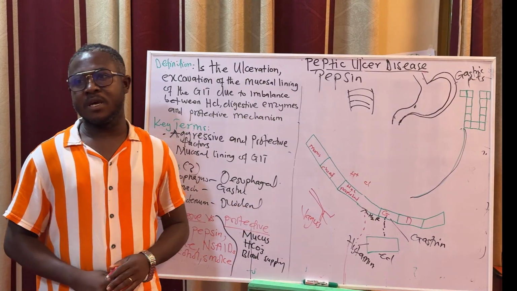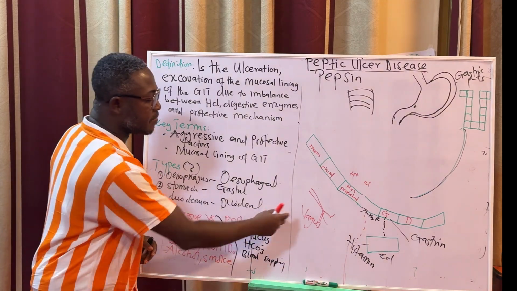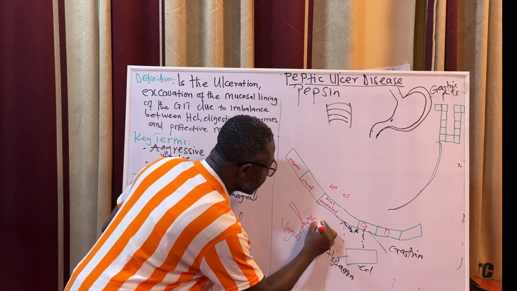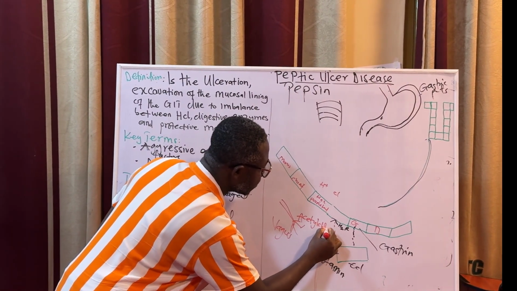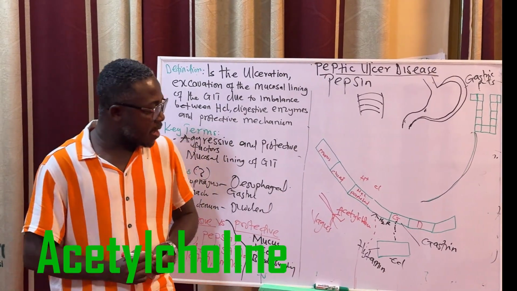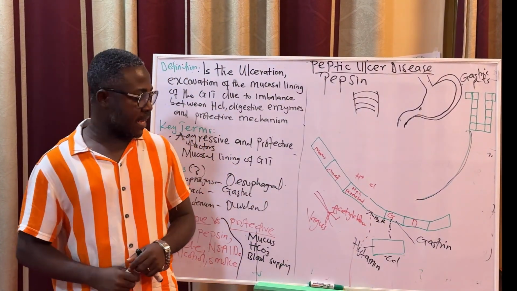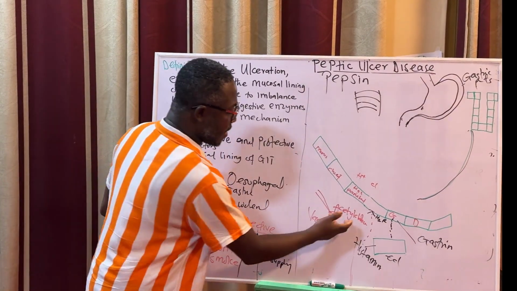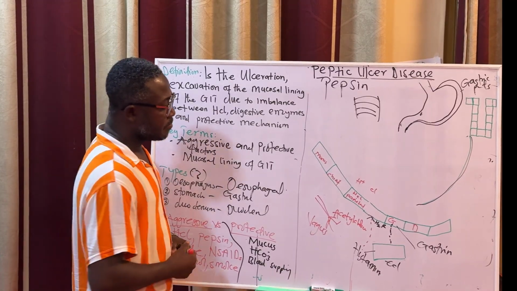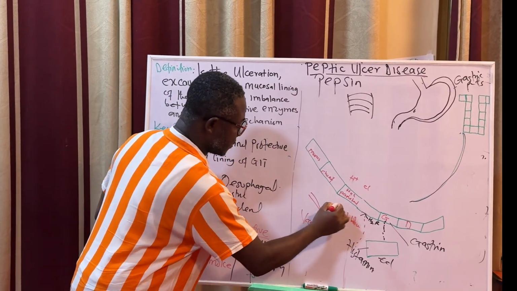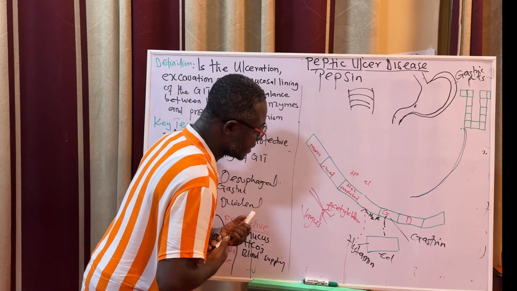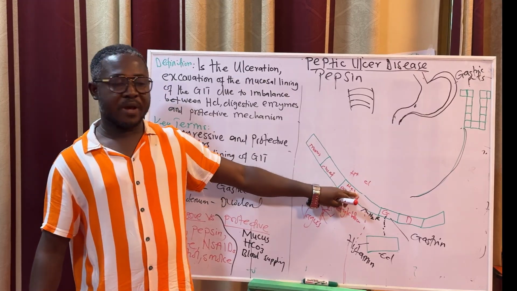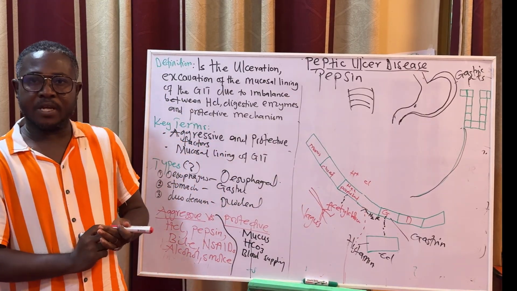The vagus nerves will be stimulated, and when they are stimulated, they release what we call acetylcholine. This acetylcholine also helps in the production of the hydrochloric acid through the parietal cells. Now, how does it do that? The acetylcholine can bind directly with the parietal cells and stimulate the parietal cells to produce the hydrochloric acid to be pumped into the lumen of the stomach.